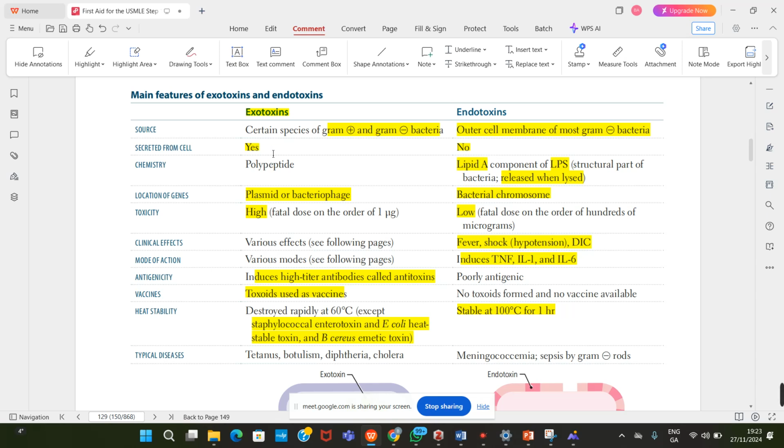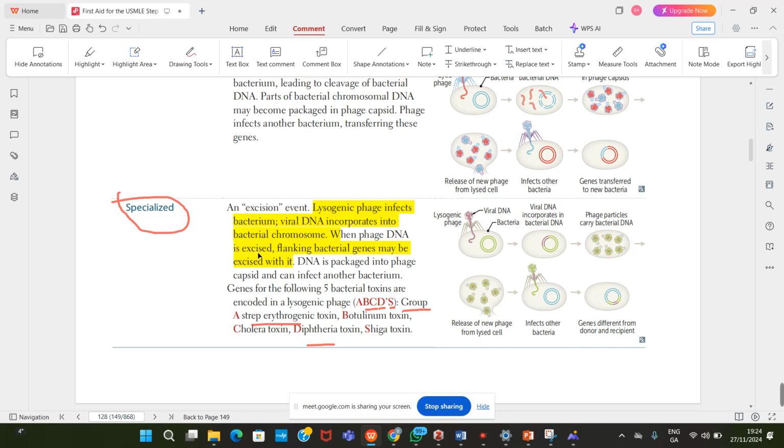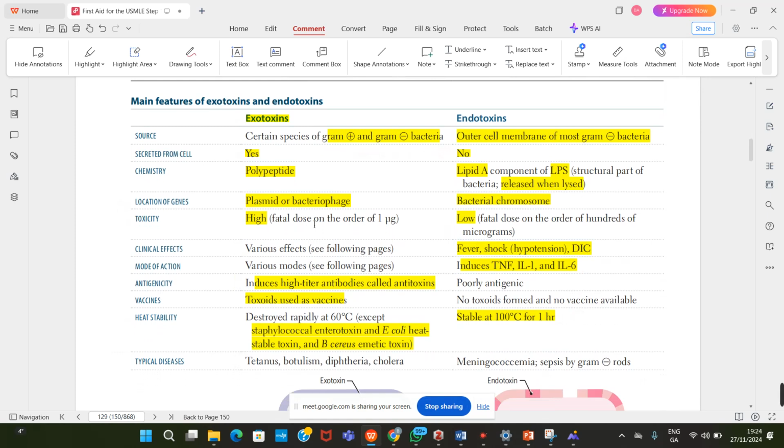Don't fall victim. What is the composition of exotoxin? They are polypeptides, right? What is the composition of endotoxin? Lipid A. We have talked about this. It is released when the bacteria is lysed. Where are they located? The gene that encodes the exotoxin, we talked about the plasmid and the bacteriophage, when we are talking about specialized transduction. Botulinum toxin, diphtheria toxin, all these things are exotoxins. Bacteriophage can contain them as well as the plasmid, while the endotoxin is strictly from the bacterial chromosome.